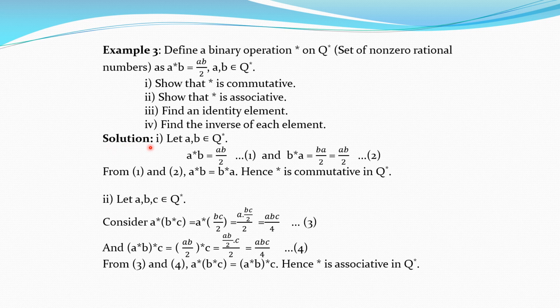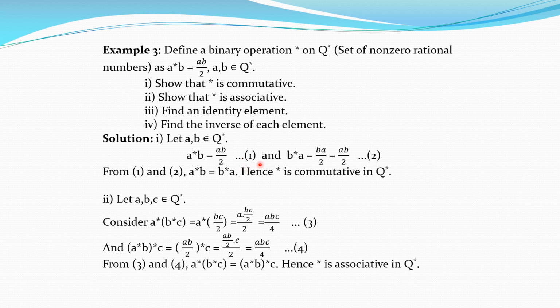Now for A, B in Q star, we have to show that A star B equals B star A, so that star is commutative. Now what is A star B? It is the product of two numbers, that is A into B divided by 2. So that is one side. Now for commutativity, see what is the other side, B star A. As B is first and A is second element, by definition it is BA divided by 2.